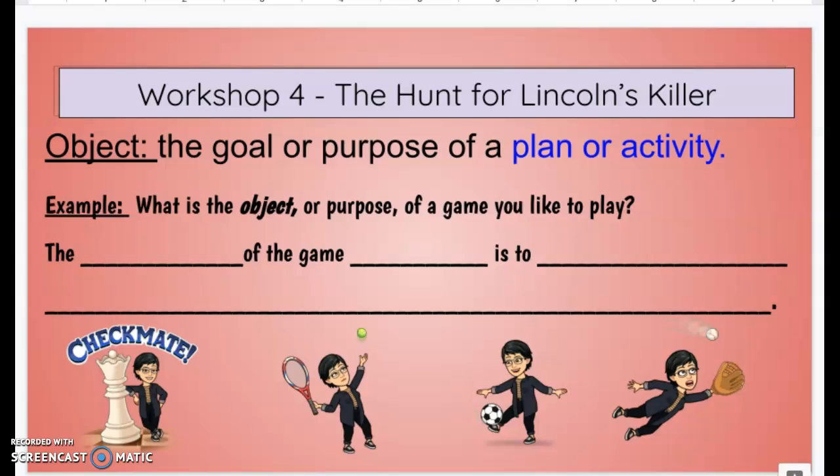Now, just to reiterate the word object, how it's used, I might say that a student might go to the library with the object of finding out about an exciting topic. Really, all I'm saying is that the student's goal or purpose is to find out more about that topic.